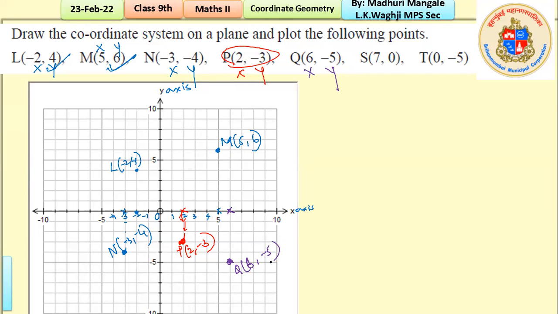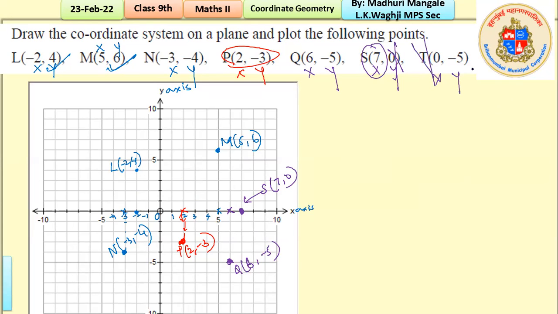The last 2 points are interesting. Check everyone. This is S and this is T. So S is 7 comma 0. So x is 7, y is 0. That means this point will lie on the x-axis. So x is 7. So just on the x-axis, put a dot like this for the point S, which is 7 comma 0.